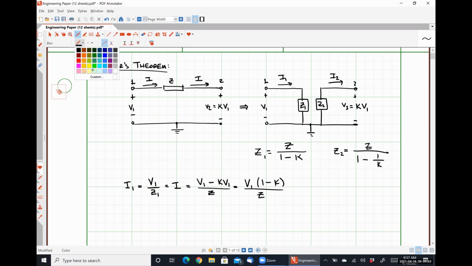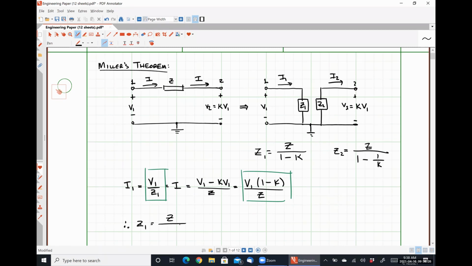If we look at this relationship, our left-hand relationship, we have a voltage V1 divided by some impedance Z1, and in our right-hand relationship, we have a voltage V1 divided by some other impedance. We can set those two impedances equal to each other, and that is where we get the relationship that Z1 is simply equal to Z divided by 1 minus K. Easy enough, right?